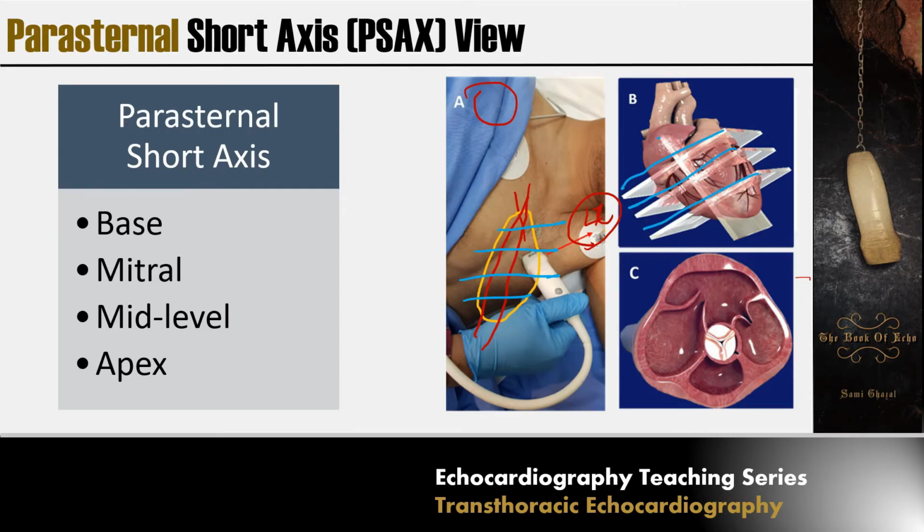Now we have 4 basic levels of short axis views. The basal view, where you can see the aortic valve in short axis, then the mitral level, the mid level, and the apical level. How to navigate through different levels is by moving the beam toward the apex. Simply, you just move the probe to this direction. By doing that, you will move the beam to this direction toward the apex.